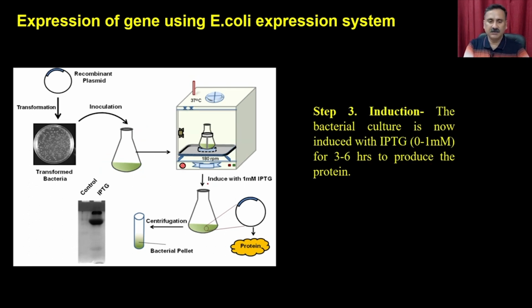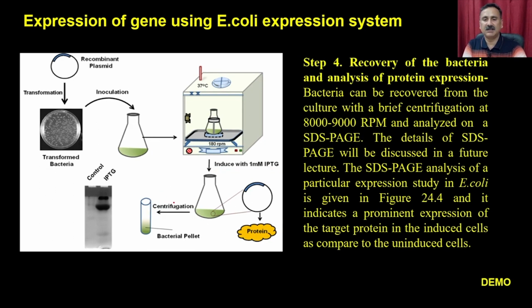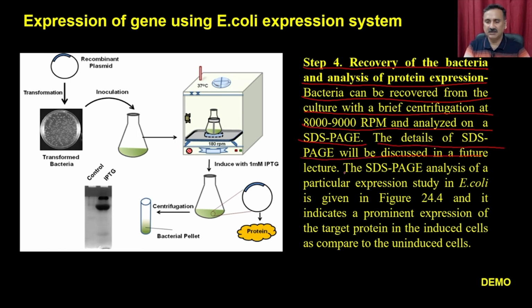In the third step, you are going to induce the bacterial species with an inducer such as IPTG for 3 to 6 hours to produce the proteins. Then you do a centrifugation to collect the bacterial cells. So in step 4, you recover the bacteria and analyze the protein expression. Bacteria can be recovered from the culture with a brief centrifugation at 8000 to 9000 rpm and analyzed on SDS-PAGE. The details of SDS-PAGE will be discussed in a future experiment.